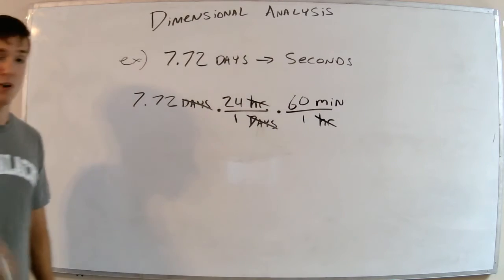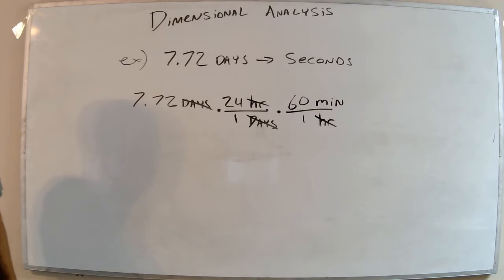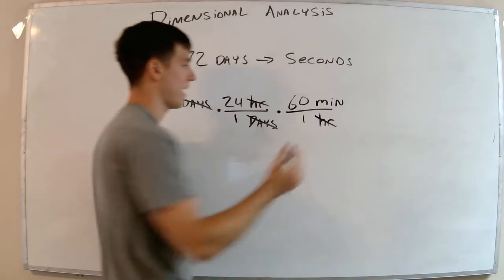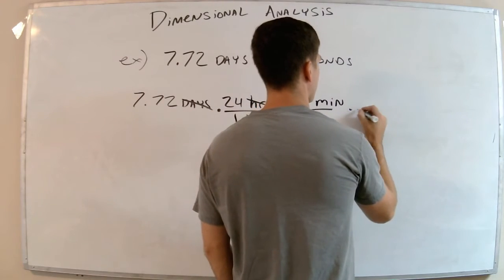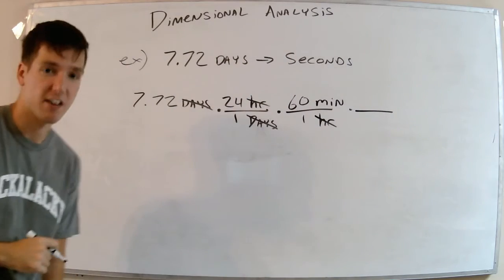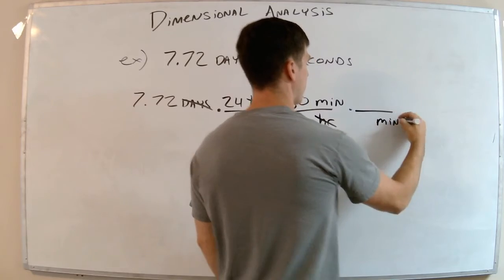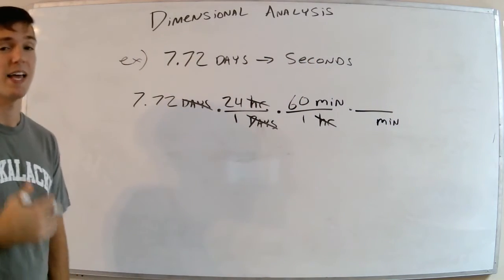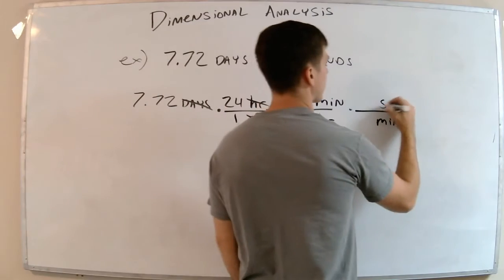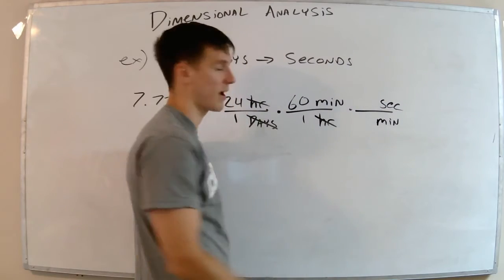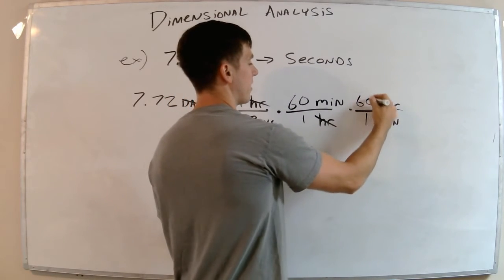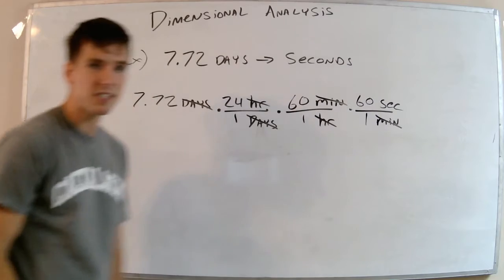Cancel out hours and we're almost there, right? We now have made a conversion to minutes, but now I gotta go ahead and make a conversion to seconds. So one more MDFB, multiplication dot fraction bar, minutes on top, minutes on bottom, so they cancel out. And now I definitely know how many seconds are in a minute, right? For every 1 minute, there are 60 seconds.